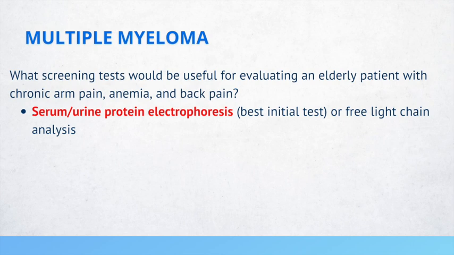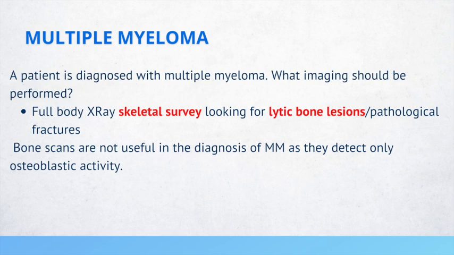A patient is diagnosed with multiple myeloma. What imaging should be performed? Full body X-ray or skeletal survey looking for lytic bone lesions or pathological fractures. Bone scans are not useful in the diagnosis of multiple myeloma as they detect only osteoblastic activity. Can you tell me which conditions can cause osteoblastic lesions?